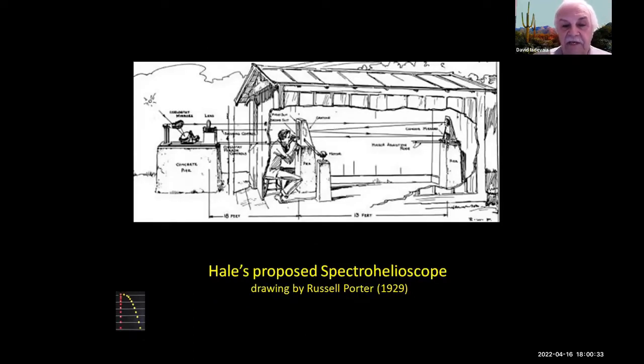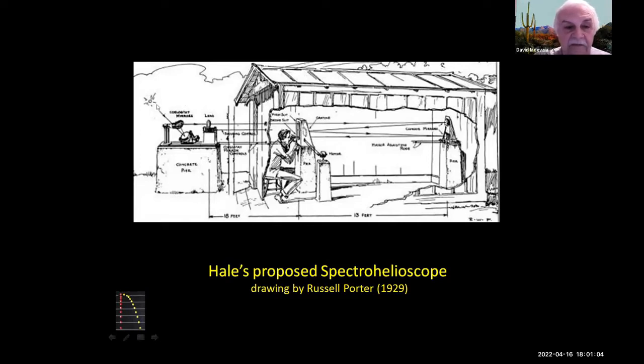Now, this type of device, a spectroheliograph, as the name implies, allows you to take a picture, an image that you can actually look at from a photograph. But Hale wanted to go one step further and develop a device that you could look through directly at the sun at the appropriate frequency you were interested in. So he proposed the spectrohelioscope, and here's a drawing made by Russell Porter.